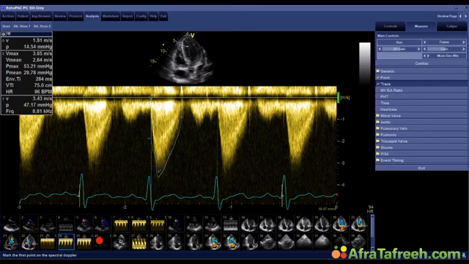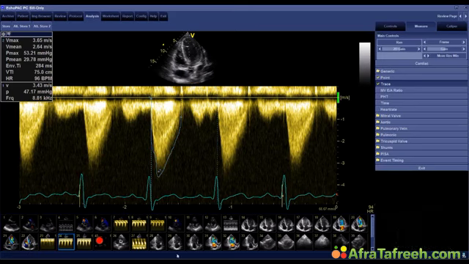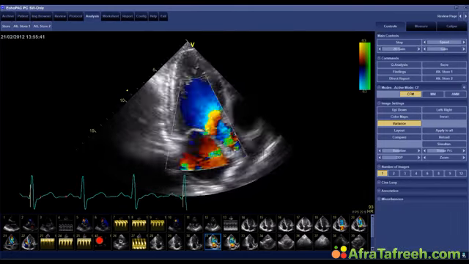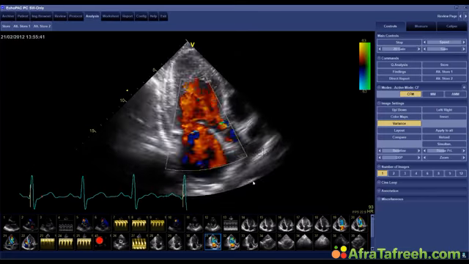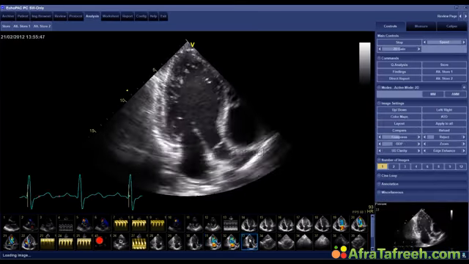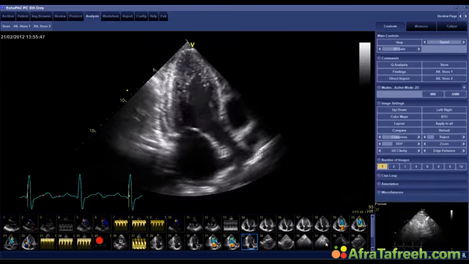Does he have aortic stenosis? Is this the cause of the systolic murmur? I'll show you some more images. Again, mitral regurgitation. There's also a bit of aortic regurgitation.